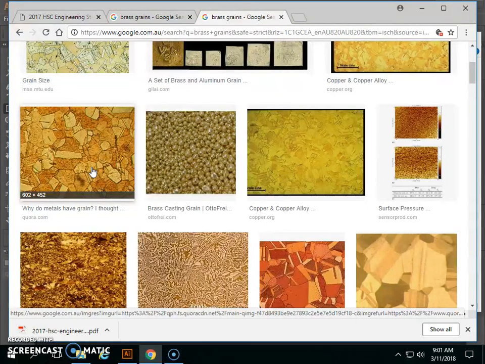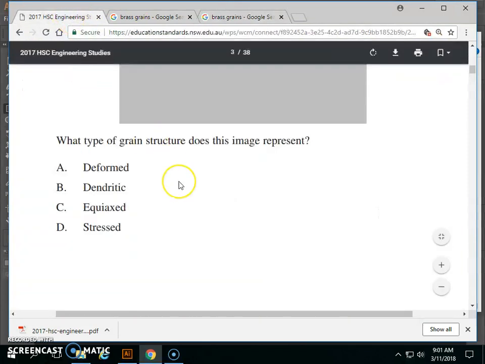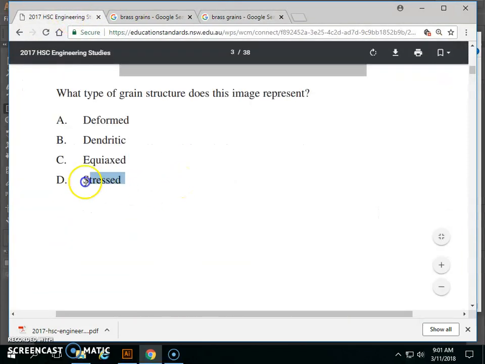If there's an obvious direction where they're much thinner in that axis, that means they're elongated, which means that they are deformed, right? Or stressed, which is, I guess, a word that they've just added in there. So dendritic, what does dendritic mean?